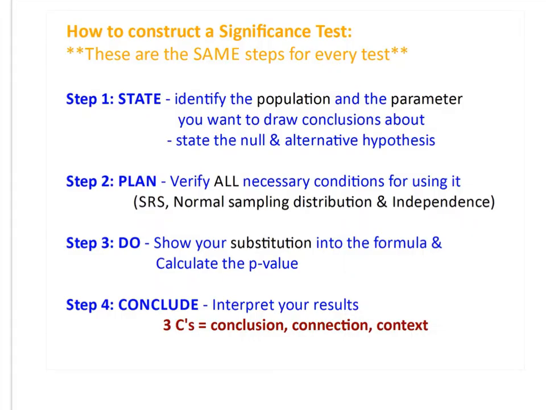So let's review how to conduct a significance test. We have the four-step process. We should be really familiar with these 4 steps by now because they're the same steps for every test. First step is to state the population parameter and then my 2 hypotheses. And today, the alternative is going to be what changes.